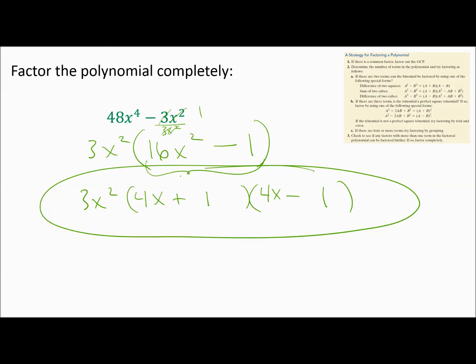I hope this review of factoring helps you out a lot. There are many sections that require factoring in pre-calculus, so I'm hoping this will bring back all those old factoring techniques you learned in the past.